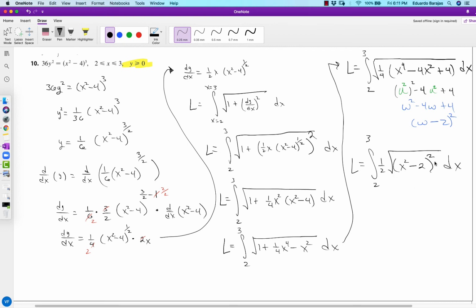And then the square root and that squared simplify to give me L equals the integral from 2 to 3 of 1/2. And then that's just going to be x squared minus 2 dx. Okay, well that's really easy to integrate. So that will mean that L equals 1/2 on the outside, and then that's going to be 1/3 x to the 3rd power minus 2x evaluated as x ranges from 2 to 3.